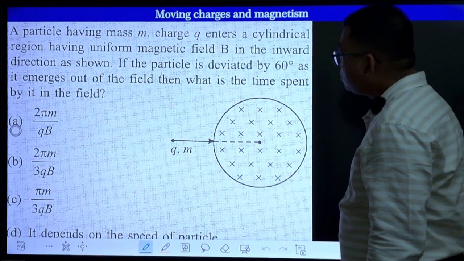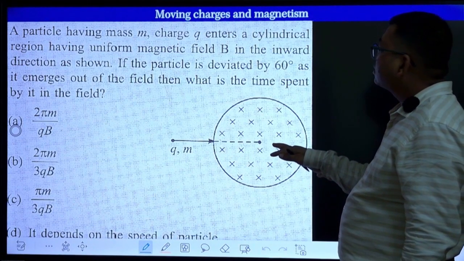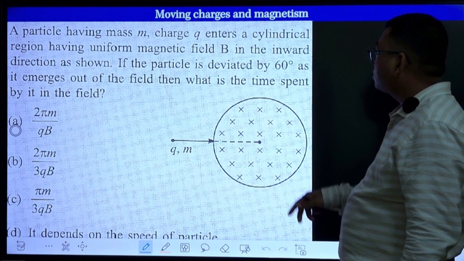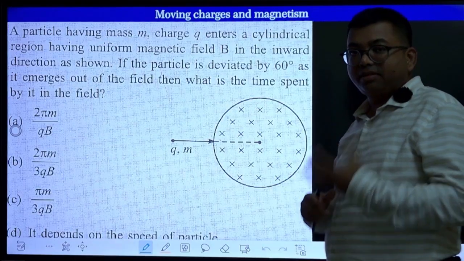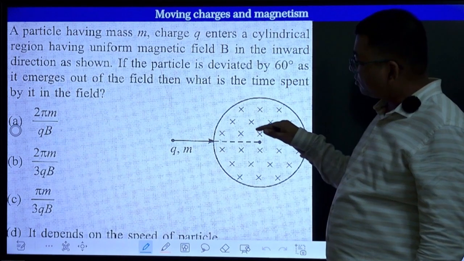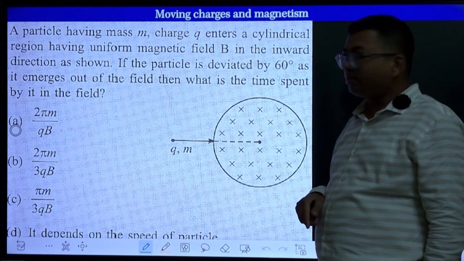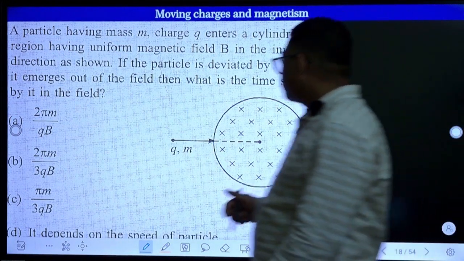They are saying the charge is directly entering like this, and it is going to have a deviation of 60 degrees, and the region of magnetic field is limited to this cylinder. It is cylindrical because it's three dimensional, but from the front it is looking like a circle, right? So how do you find out the deviation?